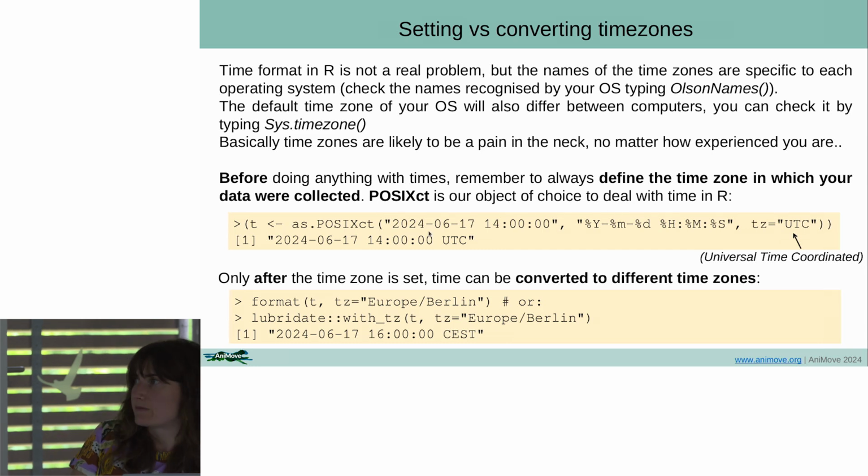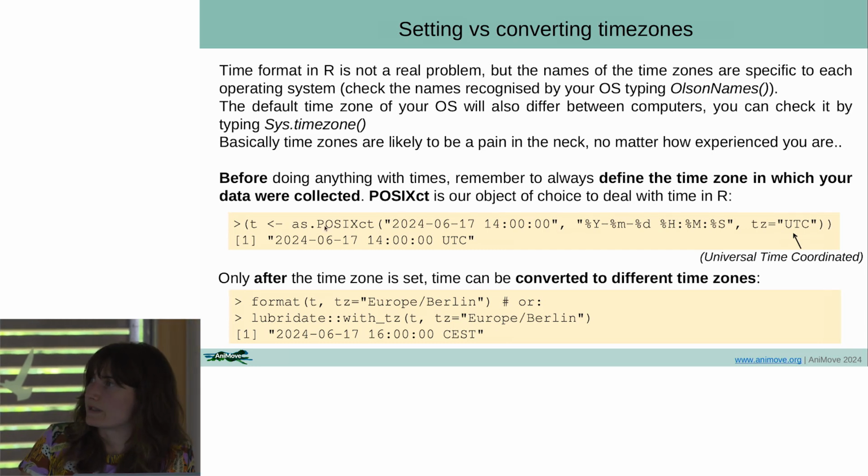In terms of code, it's very straightforward. We work with an object that is called POSIXlt, and there are always these three components. One is the actual time string, which is usually a character string and could have very different formats. But then in the second argument, we define the format, so in which order the month, the day, and the year are given.